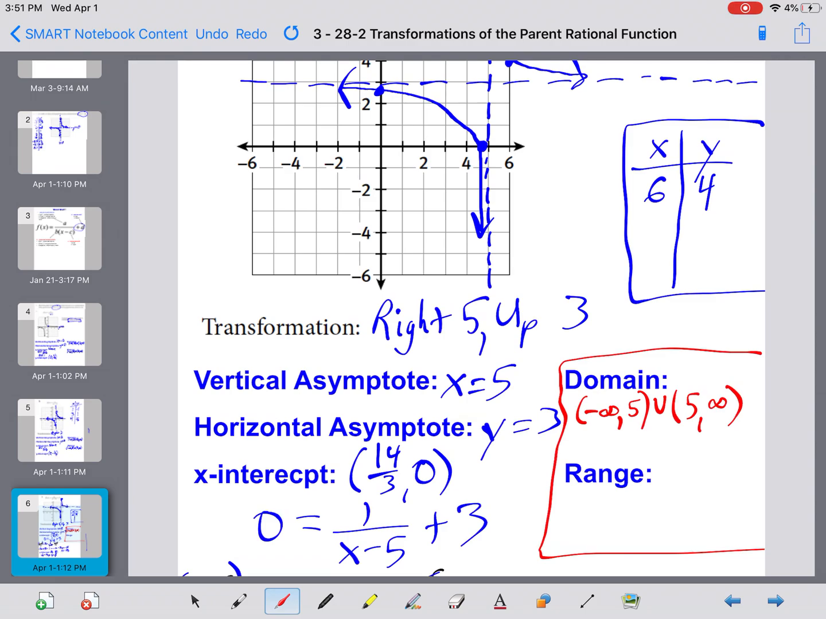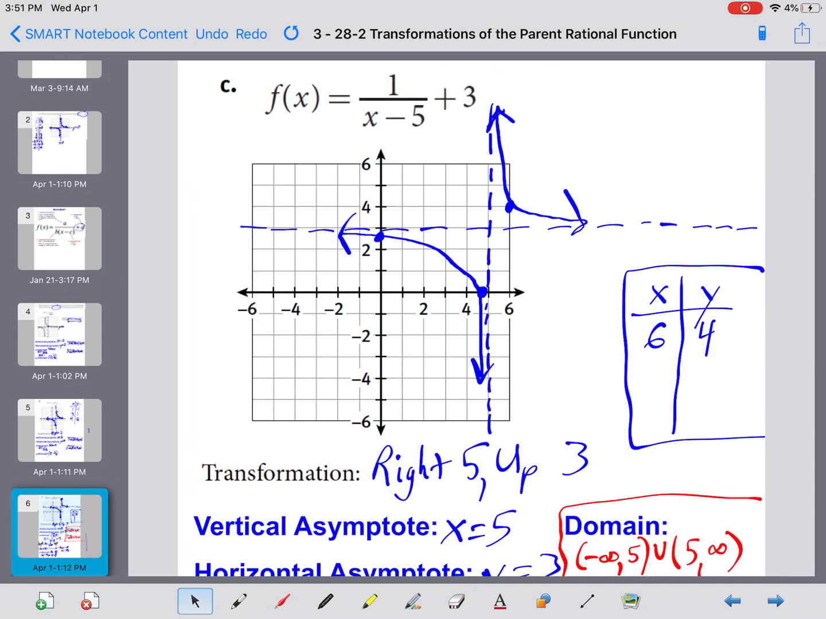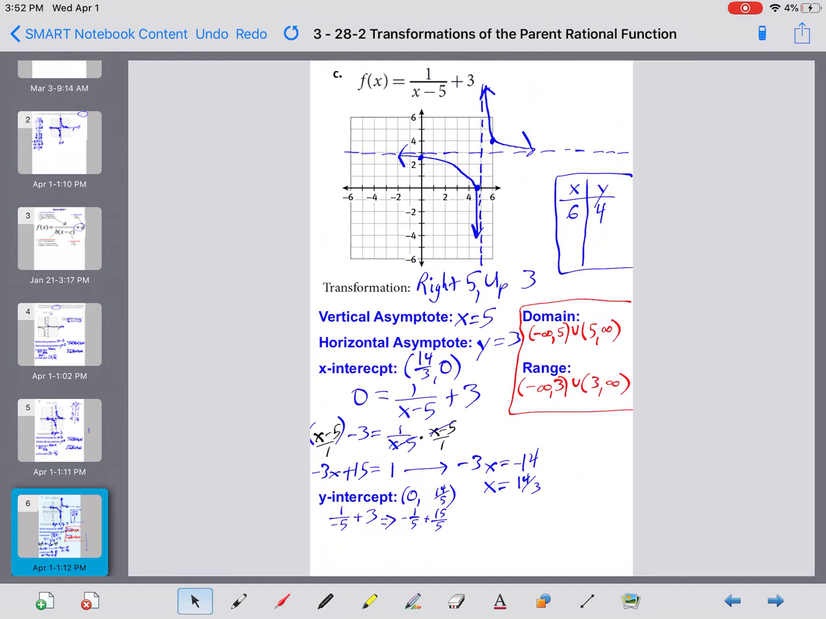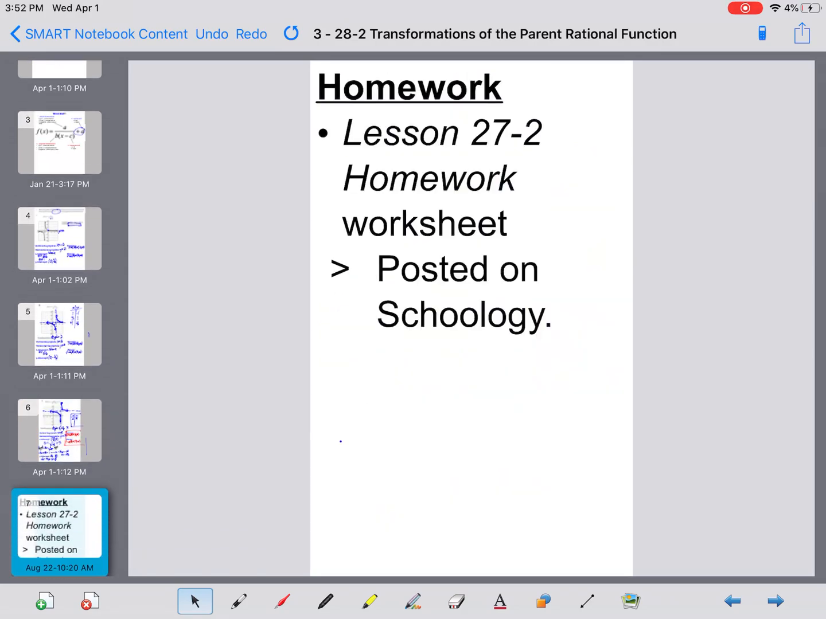right? And then the range, be careful, we move this up 3. So now we have to skip over that y value of 3. So this goes negative infinity to 3, union 3 to infinity. And there's my domain and range. So that's it, right? Asymptotes, x-intercepts, y-intercepts, table if you need a few more points, and you can get a pretty good graph of these rational functions. So that's it.